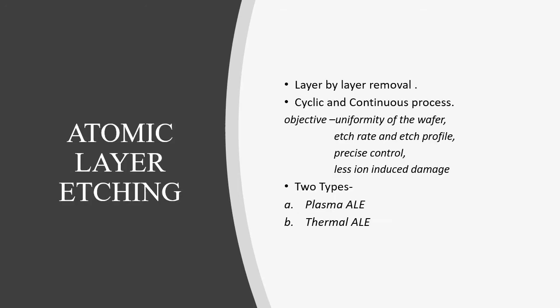Atomic layer etching is known as removal of a thin layer of material by a multi-cycle process, or removal of material at atomic scale. There are two types, plasma ALE and thermal ALE, and both are going to be discussed further in brief.